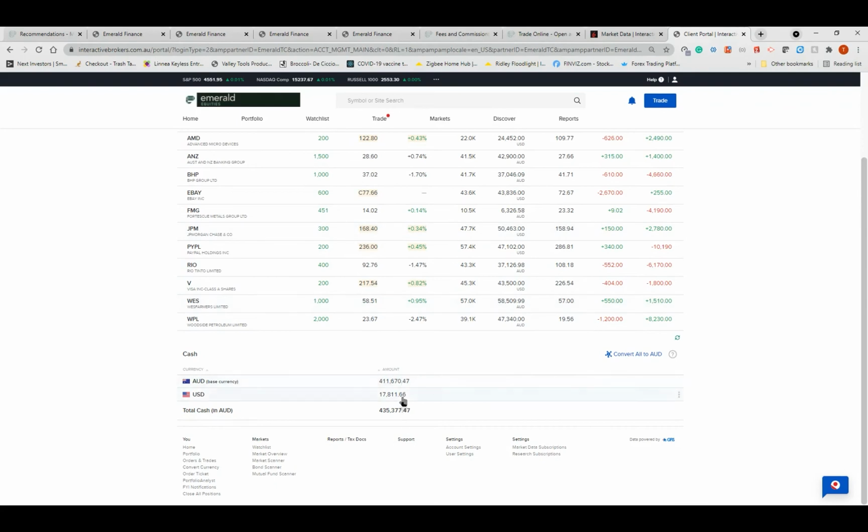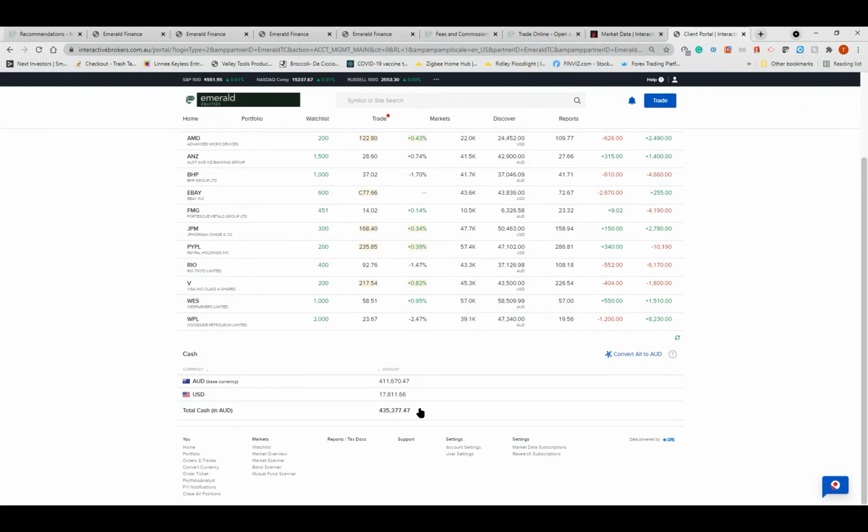Now this is where you can control your currency. If you sell out of a US trade and you're a little bit worried about the US dollar, you can move it back to AUD. Or if you're worried about AUD, you can move it straight across to USD. Depending whether you're long AUD or USD, you can move the currency around really easily.